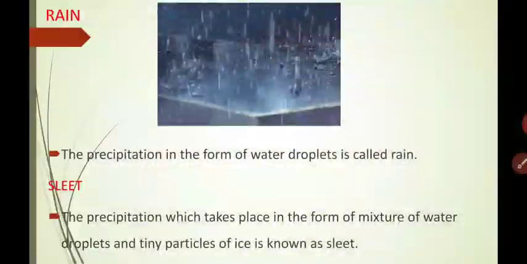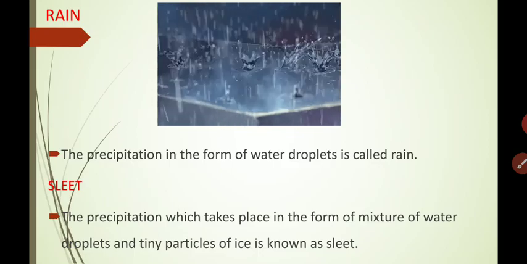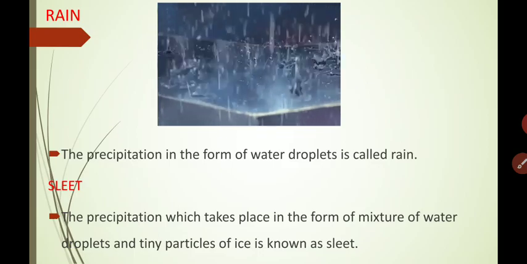So see, the topic is rain. The rain in all the world is one of the types of precipitation. The most common kind of precipitation is rain. So the precipitation in the form of water droplets is called rain.